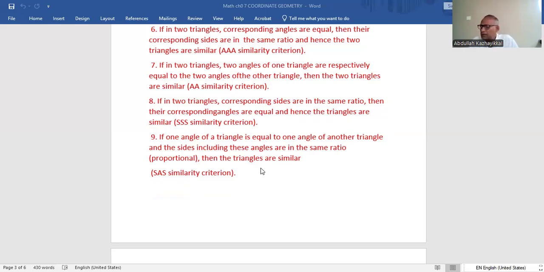In two triangles, if one angle of a triangle is equal to one angle of another triangle, and the sides included these angles are in the same ratio, then the triangles are similar. SAS.